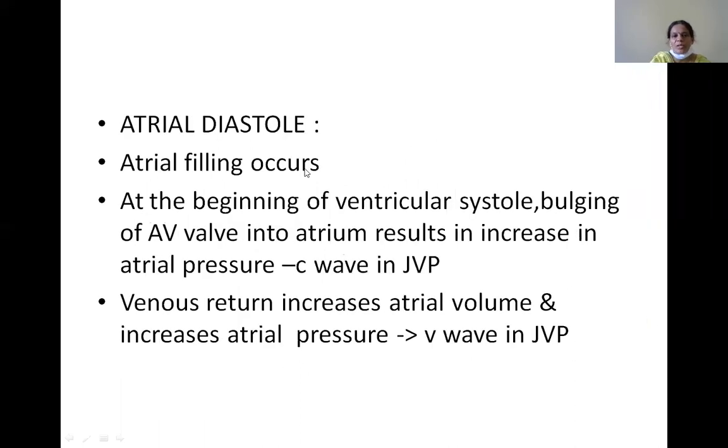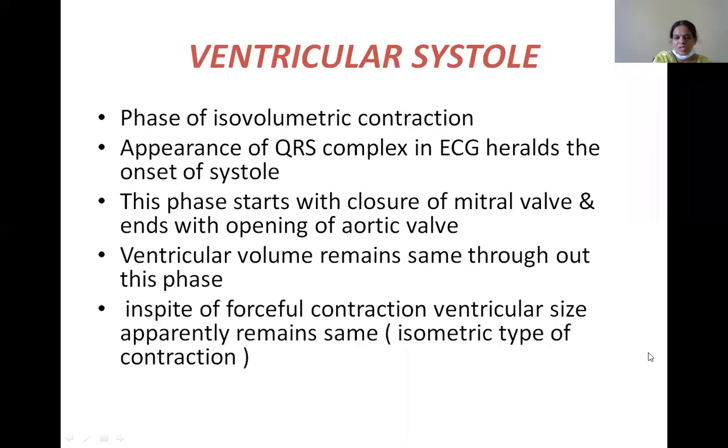So what is happening in diastole? Atrial diastole, atrial filling occurs at the beginning of ventricular systole. Bulging of the atrioventricular valve into the atrium results in the increase in the atrial pressure, which gives rise to the C wave in the JVP. Venous return increases atrial volume and increases atrial pressure, which produces V wave in JVP. So these are the different things to freshen up.